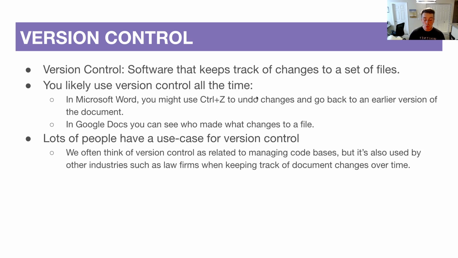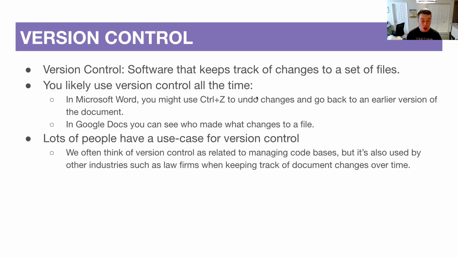Everyone needs this. We're going to talk about one particular tool called Git that's primarily designed for the version control of software projects, so code and the resources that go along with code. But lots of people have use cases for things like Git. Git is very flexible, it's very powerful. And so even if we normally think about it in terms of managing code bases, it's also used in lots of other industries.